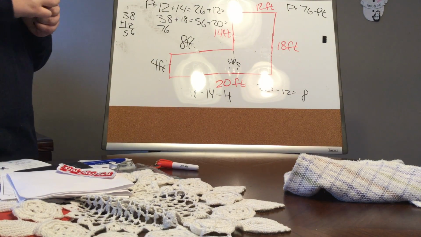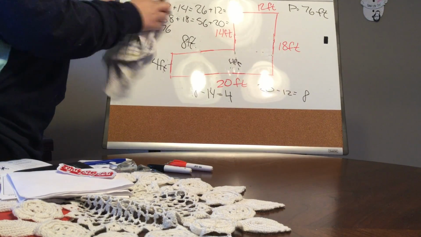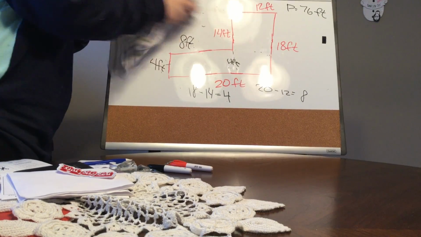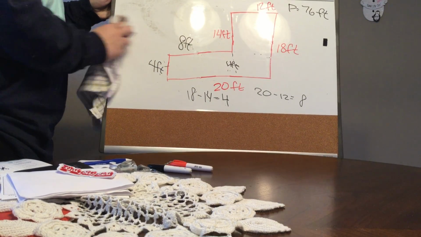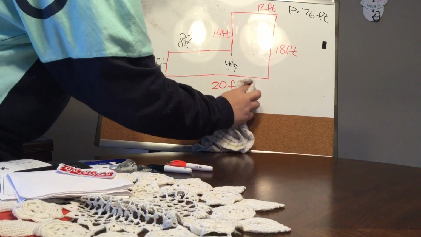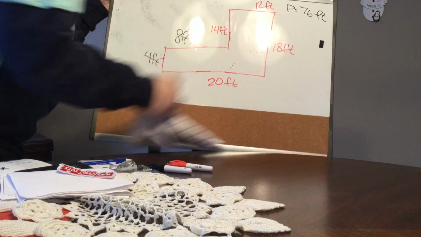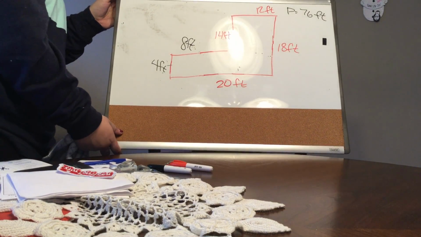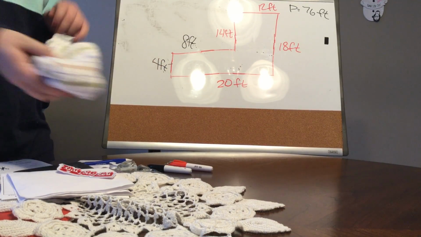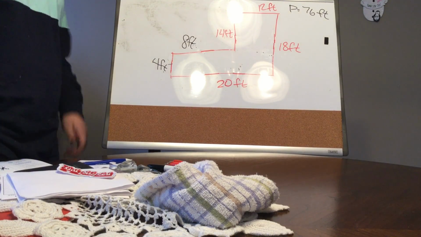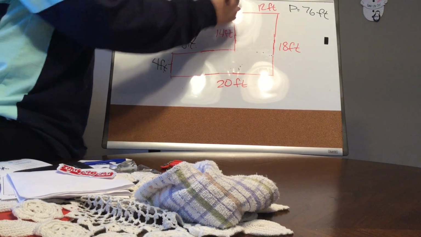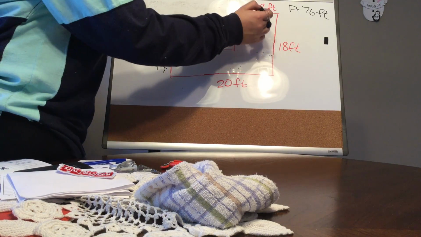So now, let's move on to area. Let's go ahead and erase all this and move on to area. Okay, so we still know all of our sides. That does not change. So we still know that that part is 8 feet and that part is 4 feet. But instead, we're going to start to find the area. We know the perimeter is outside, so that means area has to be inside.